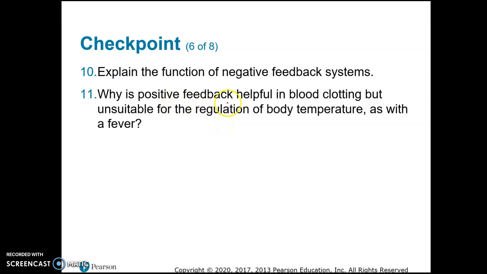positive feedback increases the stimulus. So if the stimulus is the blood has started to clot, we want that to be increased until the clot forms. But if the stimulus is a fever, which is a high body temperature, we do not want that to increase. If it were to increase, the process would end in death.